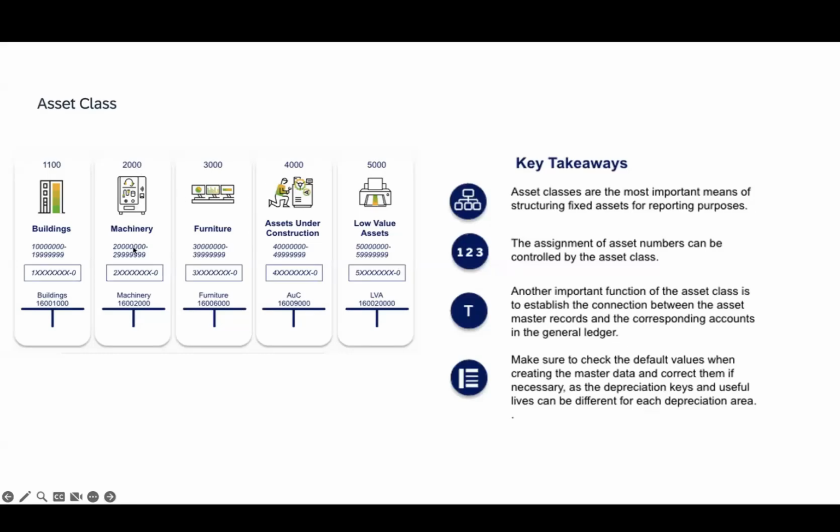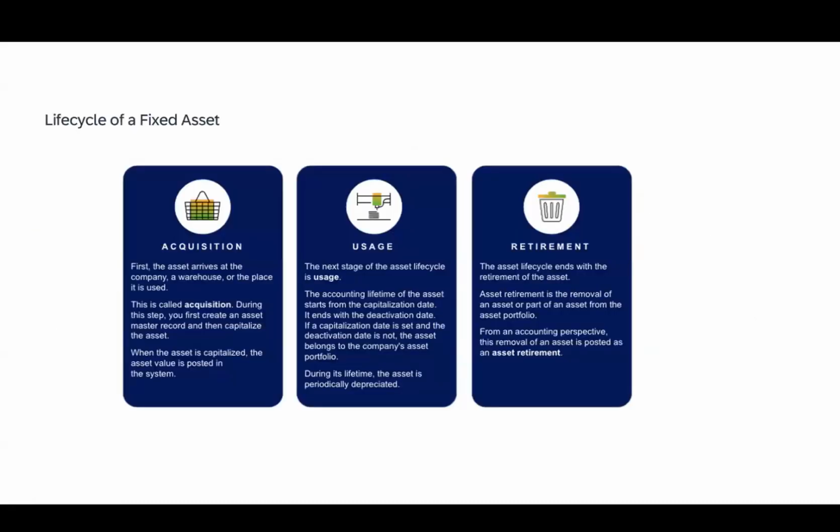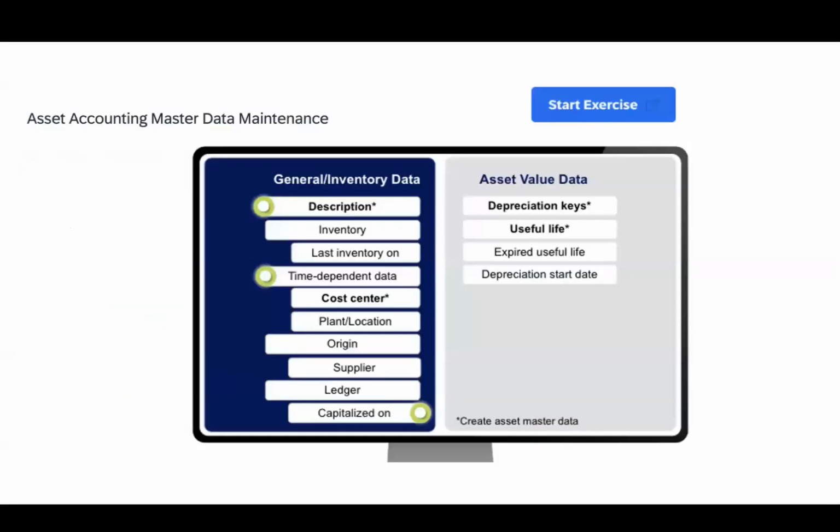Then we move across to the next thing. It also supplies default values when we're creating asset master data. So default values for things like the depreciation key. So depreciation key is something like straight line depreciation, reducing balance depreciation, and also the useful life. So it will do that for us. It's a very important piece of information.